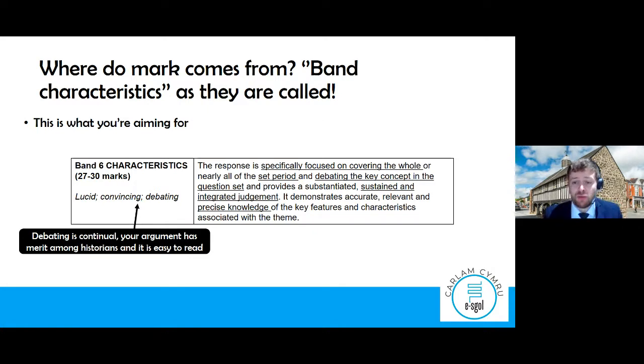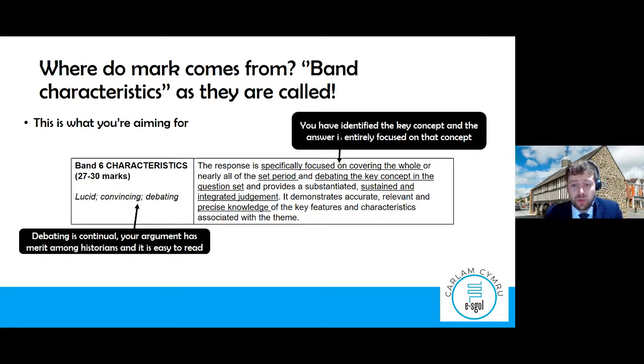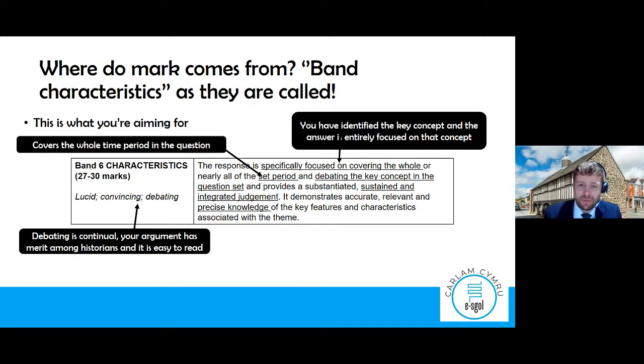It demonstrates accurate, relevant, and precise knowledge of key features and characteristics associated with the theme. So what does this mean? Well, for it to be specifically focused on covering the whole of the set period, it means you have identified the key concept and are debating the key concept. For covering the whole period, it means you've covered the whole time period in the question, right? Whether that's 1890 to 1990 or a different time period, you've covered the whole of it.